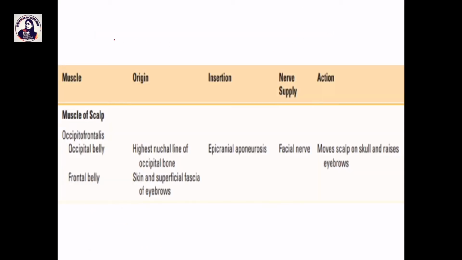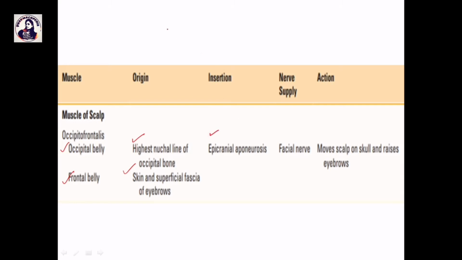Now talking about the occipitofrontalis muscle, as I've told you, it is formed by the occipital belly and the frontal belly. The occipital belly takes origin from the highest nuchal line of the occipital bone, and जो frontal belly है वो आपकी skin और superficial fascia of the eyebrow से origin लेती है, and it is inserted into the epicranial aponeurosis.